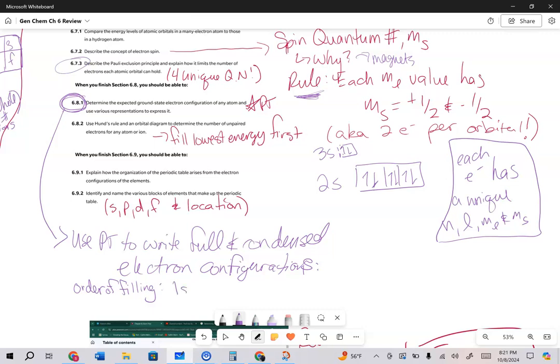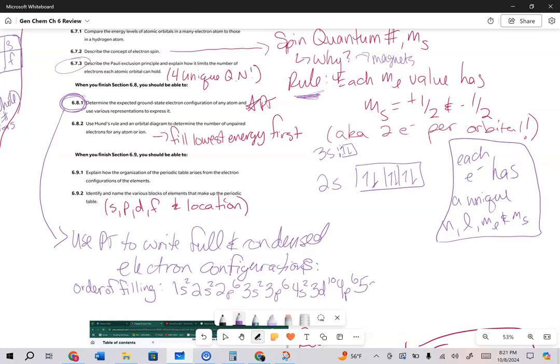So we start with 1s. We put 2 electrons in it. Then we go to 2s. Then we go to 2p. P orbitals can have up to 6. Then we go to 3s. Then we go to 3p, up to 6. Then we go to 4s. Then we have 3d. D orbitals can have up to 10.